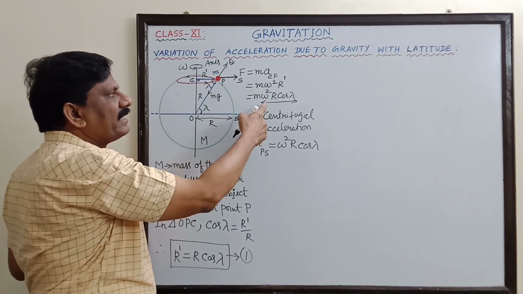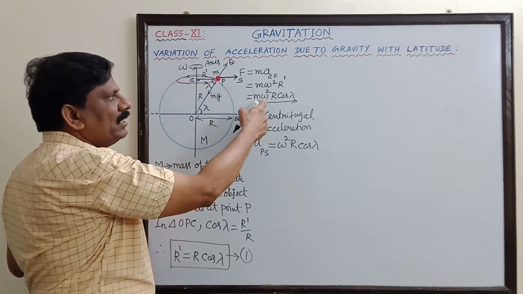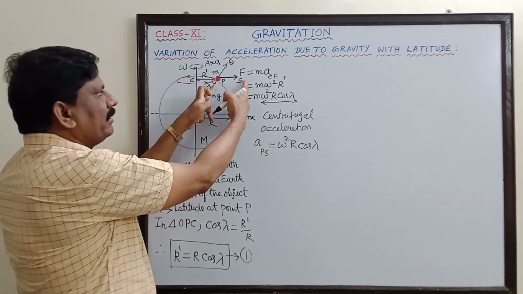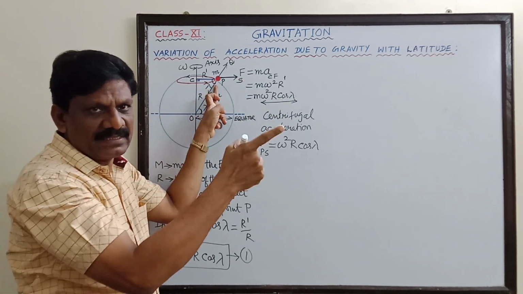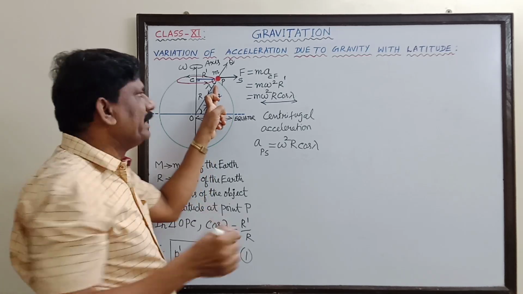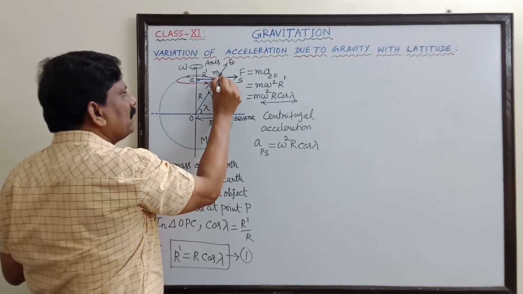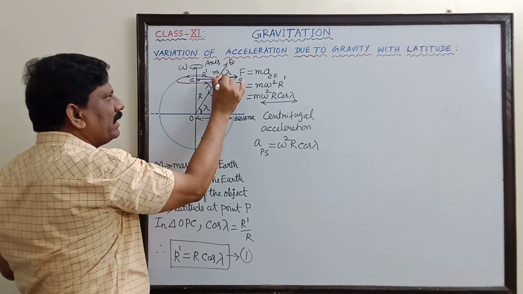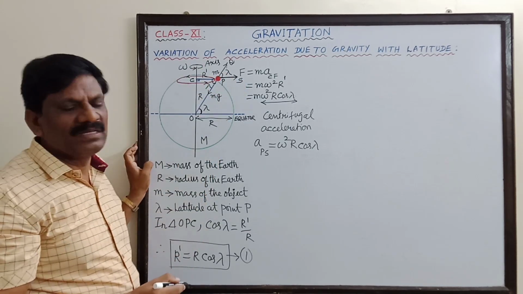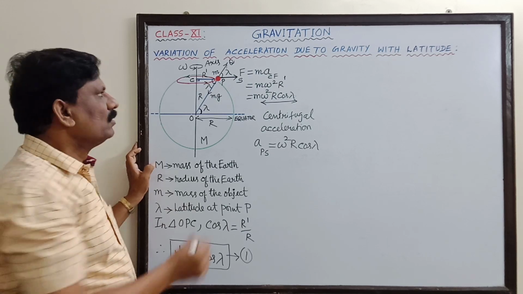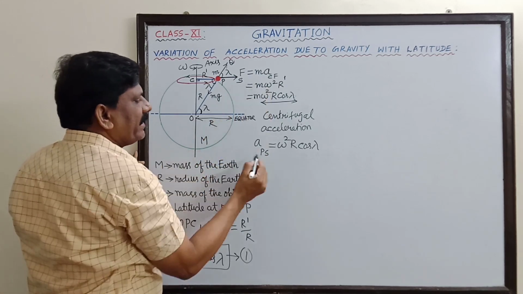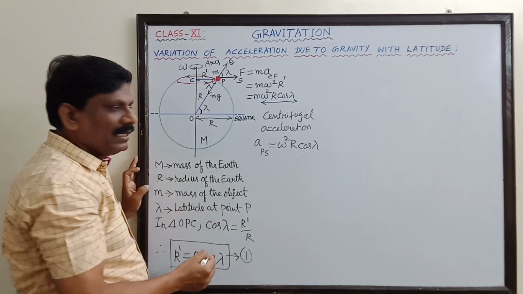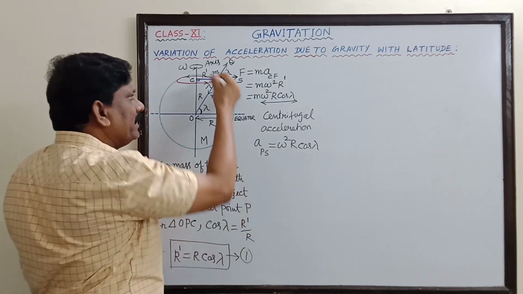Actual centrifugal acceleration is what? Omega square into r into cos lambda, and that is acting along the direction P to S. But what will be its component along the direction PQ? This angle is a corresponding angle, therefore this must be lambda. Is it not?